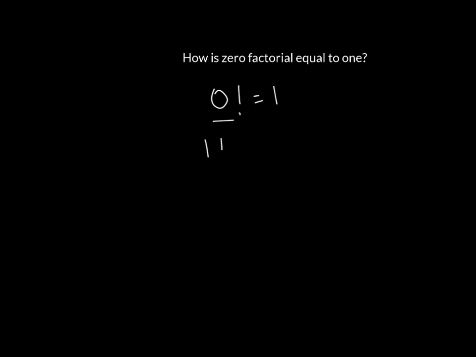That is, 1 factorial is 1. 2 factorial is 2. And 3 factorial is 6. 4 factorial is 24.